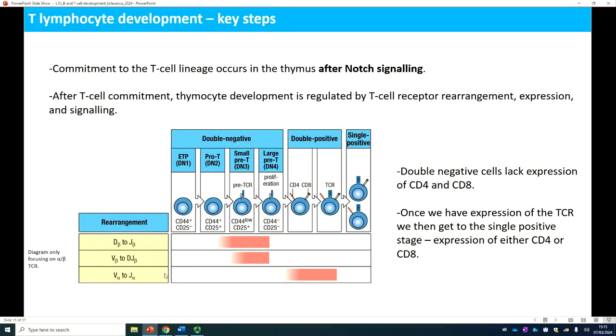So I've just focused on the alpha and the beta genes. Obviously there will be something separate going on if we were looking at gamma delta T cells, but we're only focusing on alpha beta TCRs in this module. So you can see the kind of rearrangement in red and where it occurs during the stages of development.